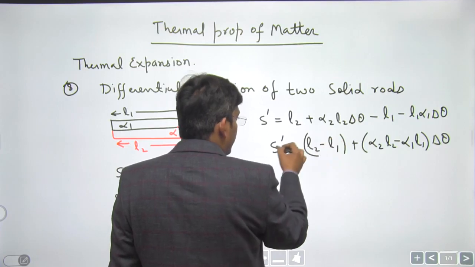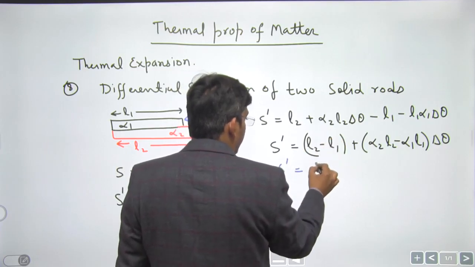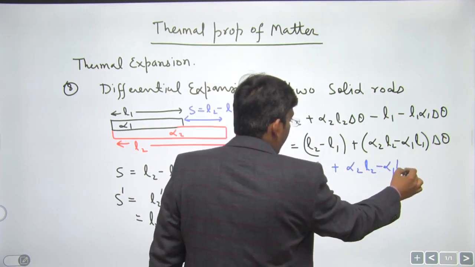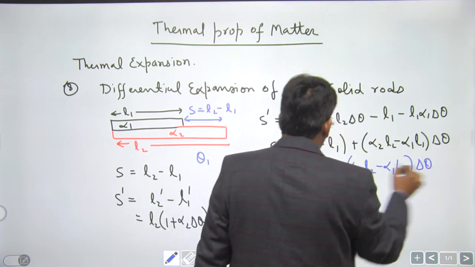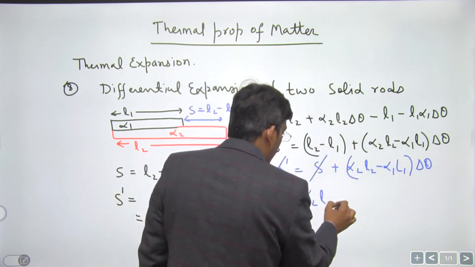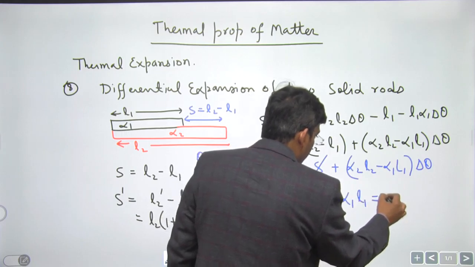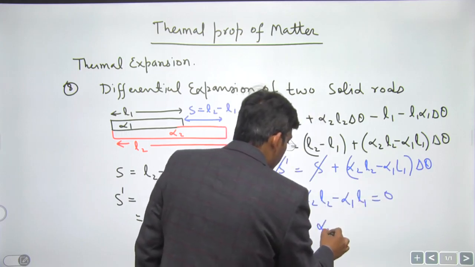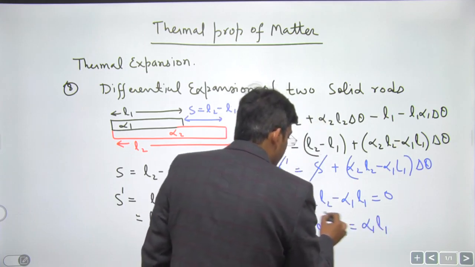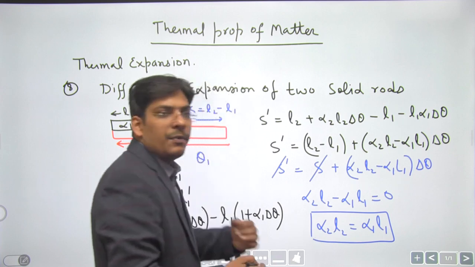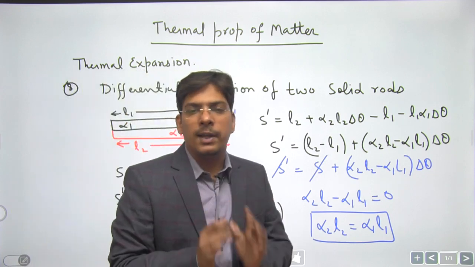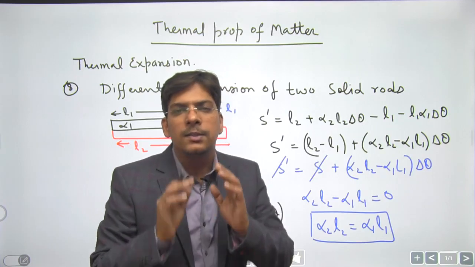this is actually S, this is S dash, and S being equal, this is alpha 2 L2 minus alpha 1 L1 into change in temperature. Both of them cancel each other. So alpha 2 L2 minus alpha 1 L1 is equal to 0, since delta theta is not 0. So alpha 2 into L2 is equal to alpha 1 into L1 is the necessary condition for differential expansion, right? Differential expansion means they should expand in such a way that the difference of their lengths always remains same.